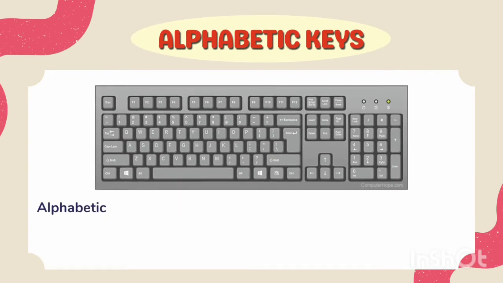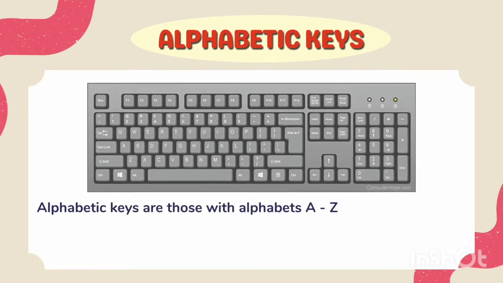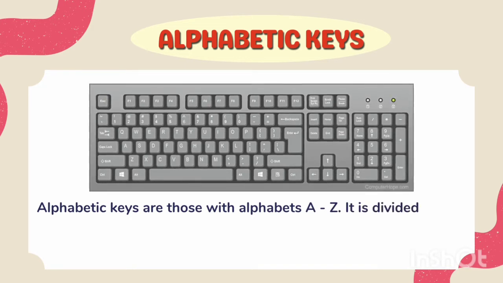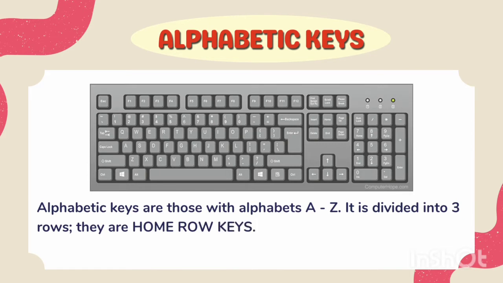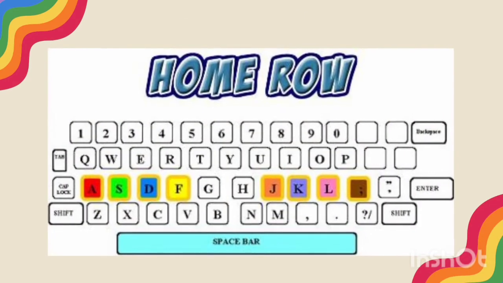Okay, so let's begin with the alphabetic keys. These are keys with alphabets A to Z, A, B, C, D, E, F, G, down to Z. The alphabetic keys are divided into three rows: the home row keys, the upper row keys, and the bottom row keys. These are the three parts of the alphabetic keys. So let's start with the home row keys.